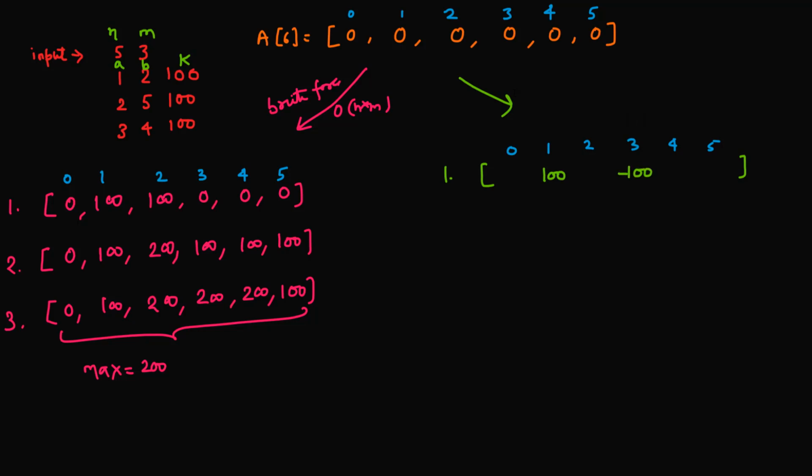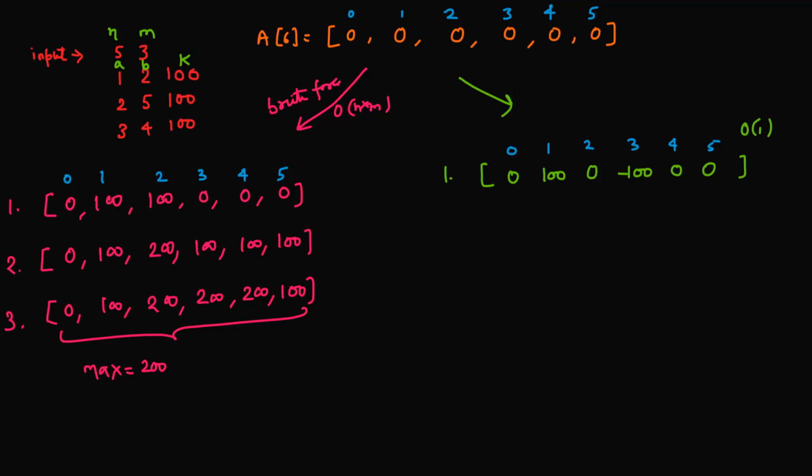How much time will it take? Because every time I just need to update 2 indices, it will take constant time, O(1), and the rest will remain the same. So did I apply any for loop here? No, because every element was 0. I just used 2 indices and 2 statements to update these 2 indices.